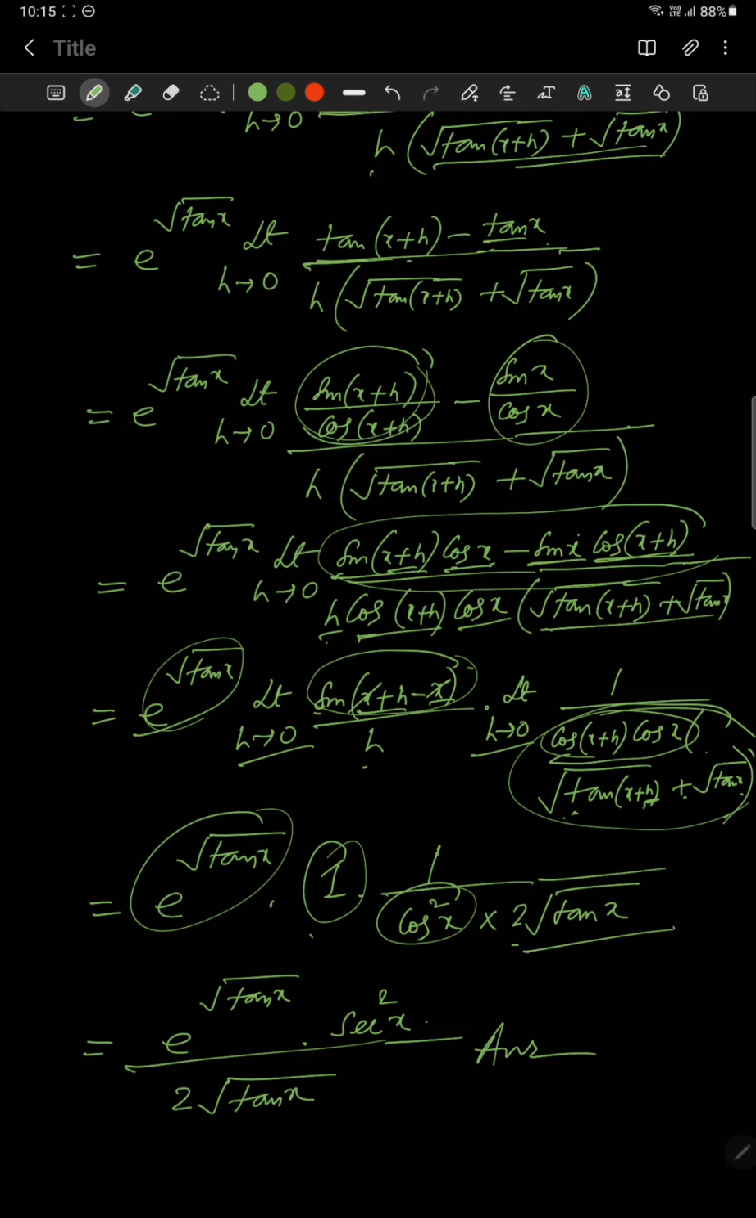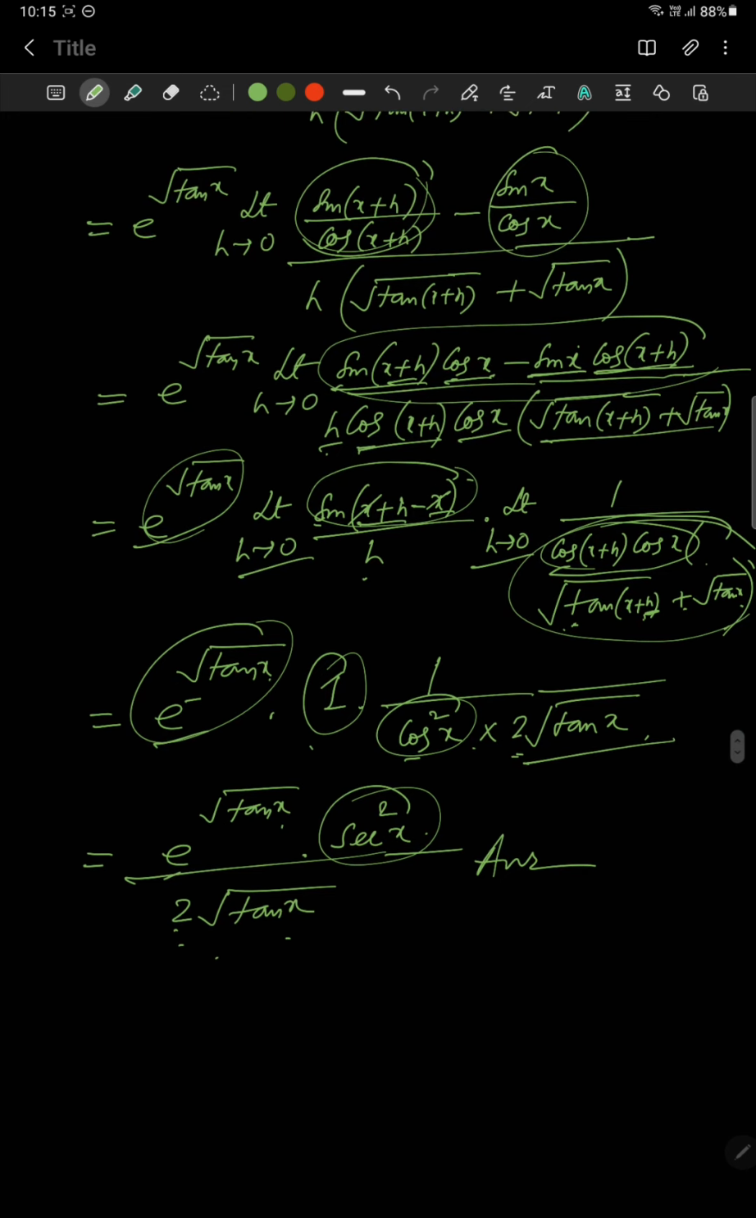So finally this 1 by cos square x is written as sec square x, this e to the power root tan x is written as it is, and 1 divided by 2 root over tan x is written over here. I think you can understand. Thank you.